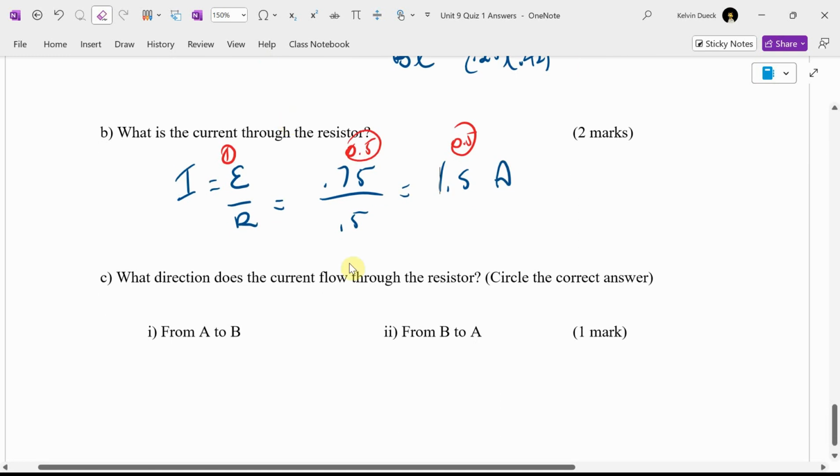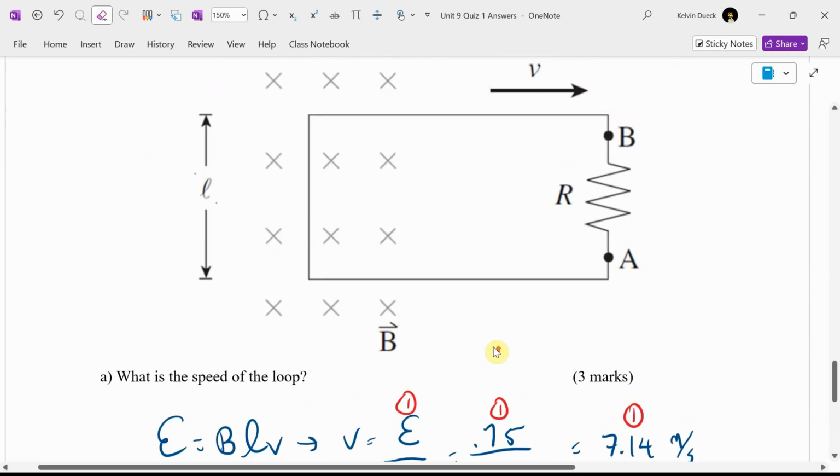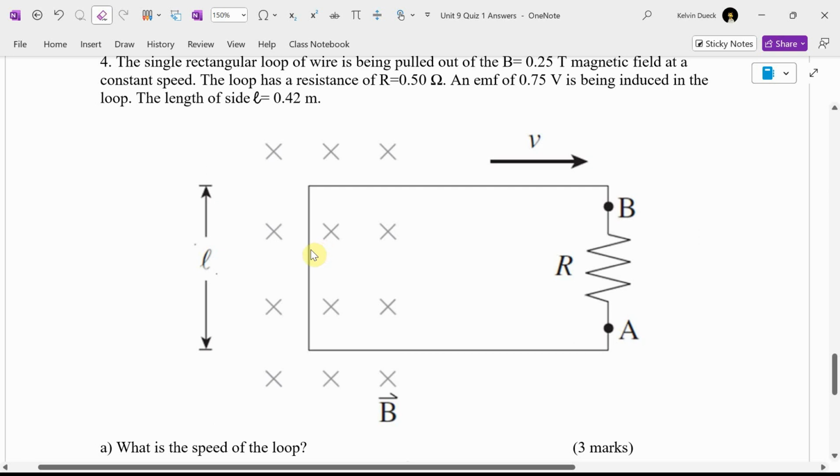The final question, what direction does the current flow through the resistor, from A to B or from B to A? I can do this two ways. I can use Lenz's law. So Lenz's law says, what is the change in flux? It looks like we're exiting a field going into the page. It looks like we're reducing a field into the page. What would reduce a field into the page? A stronger field coming into the page.